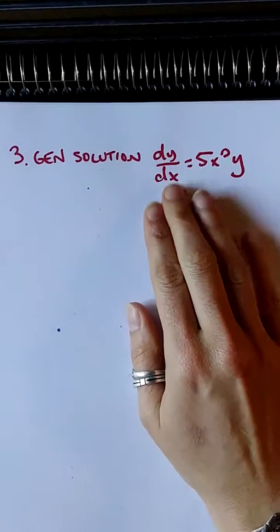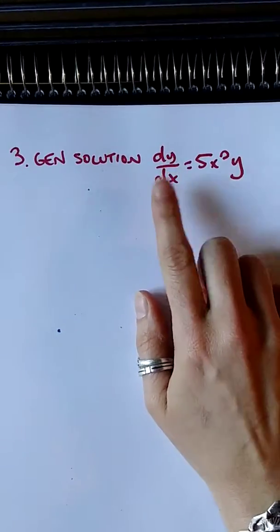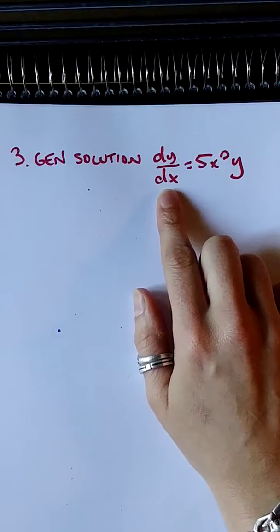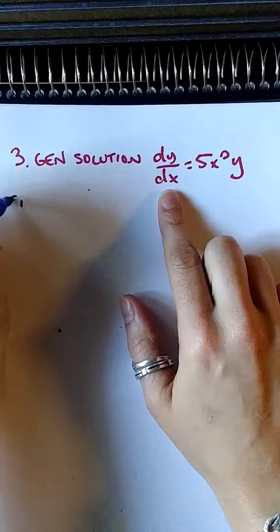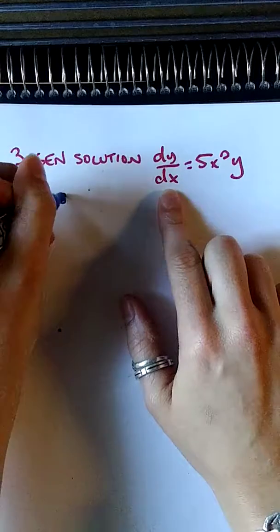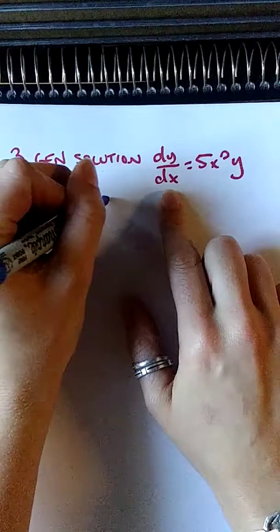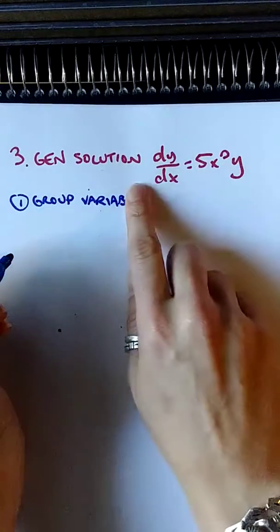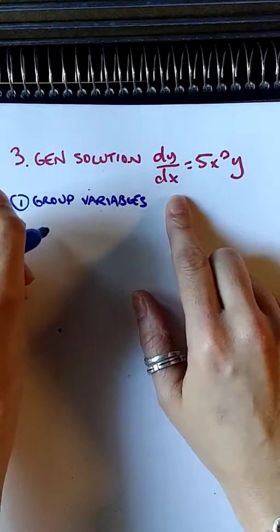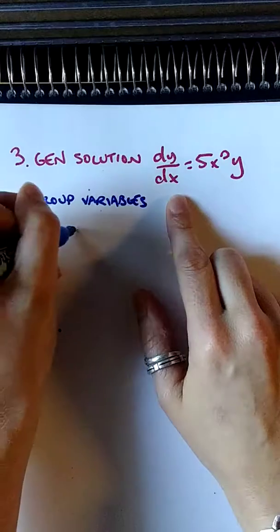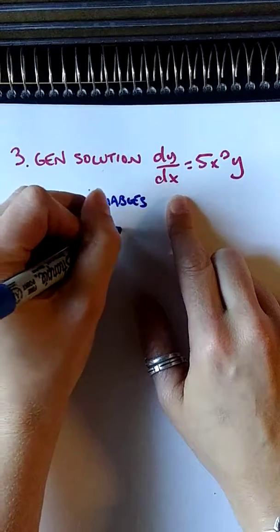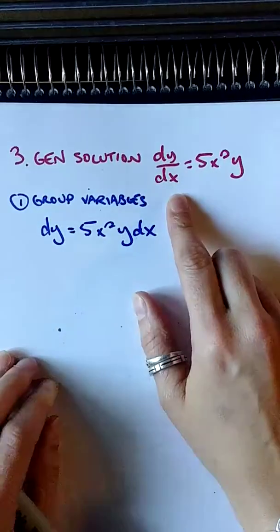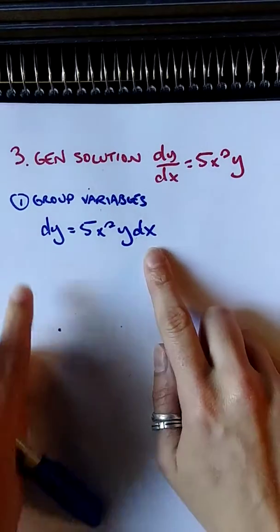So every time I see dx on the bottom, my first instinct should be to get dx out of the bottom. So we're going to start there. So we're going to start by grouping our variables. And my first step to do that is going to be to multiply both sides by dx so I can get it out of the bottom. So we're going to start with dy equals 5x squared y dx.